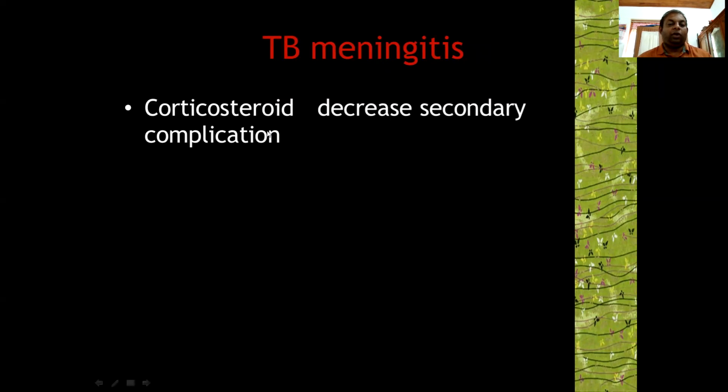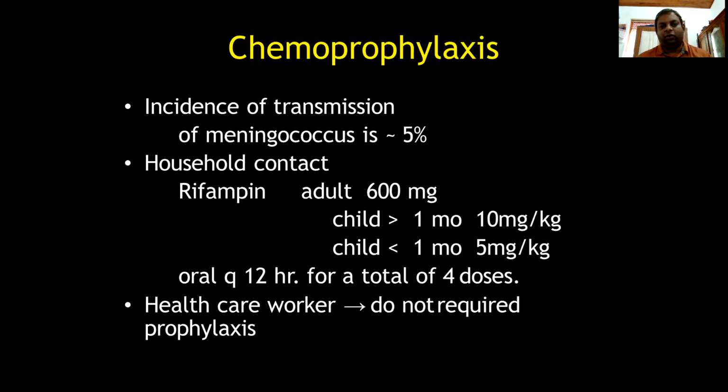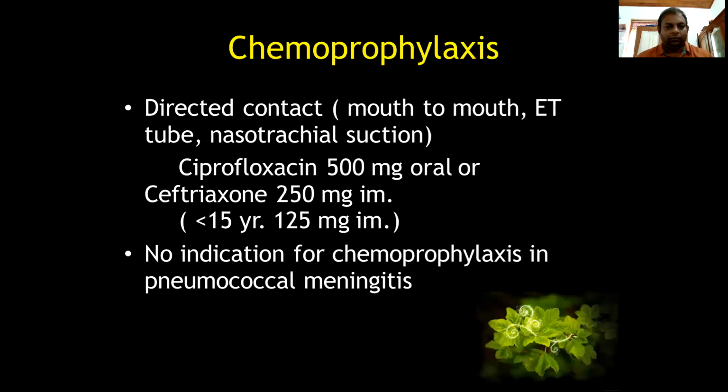TB meningitis: corticosteroid decreases secondary complications. For fungal infections, we give amphotericin B, fluconazole, flucytosine; flucytosine is not available. Chemoprophylaxis: the incidence of transmission of meningococcus is 5%. So for household contacts, if we are suspecting meningococcus, we give prophylaxis, rifampicin. For direct contacts, we may give ciprofloxacin or ceftriaxone. But for pneumococcal meningitis, we don't.